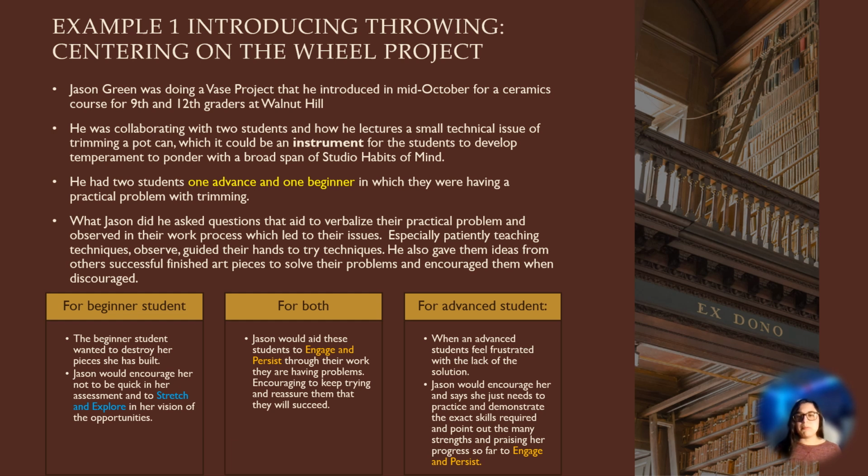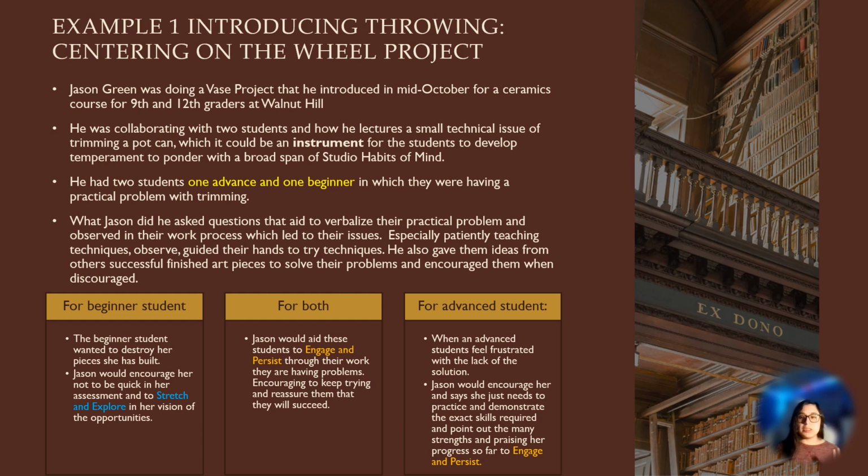So this is example one, introducing throwing, centering on the wheel project. This is one of the examples in the textbook that Jason Green was doing with the students. Jason Green was doing a vase project introduced in mid-October for a ceramics course for 9th to 12th graders at Walnut Hill. He was collaborating with two students, and how he lectures on a small technical issue of trimming a pot could be an instrument for the students to develop temperament to ponder a broad span of studio habits of mind.